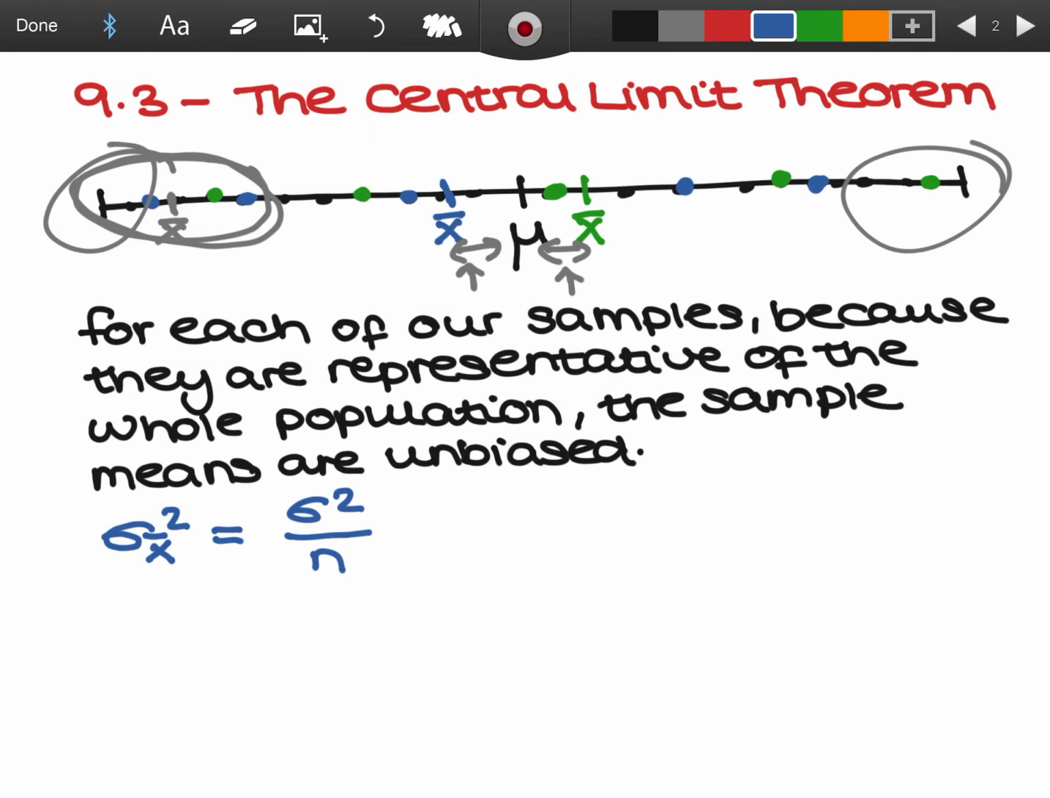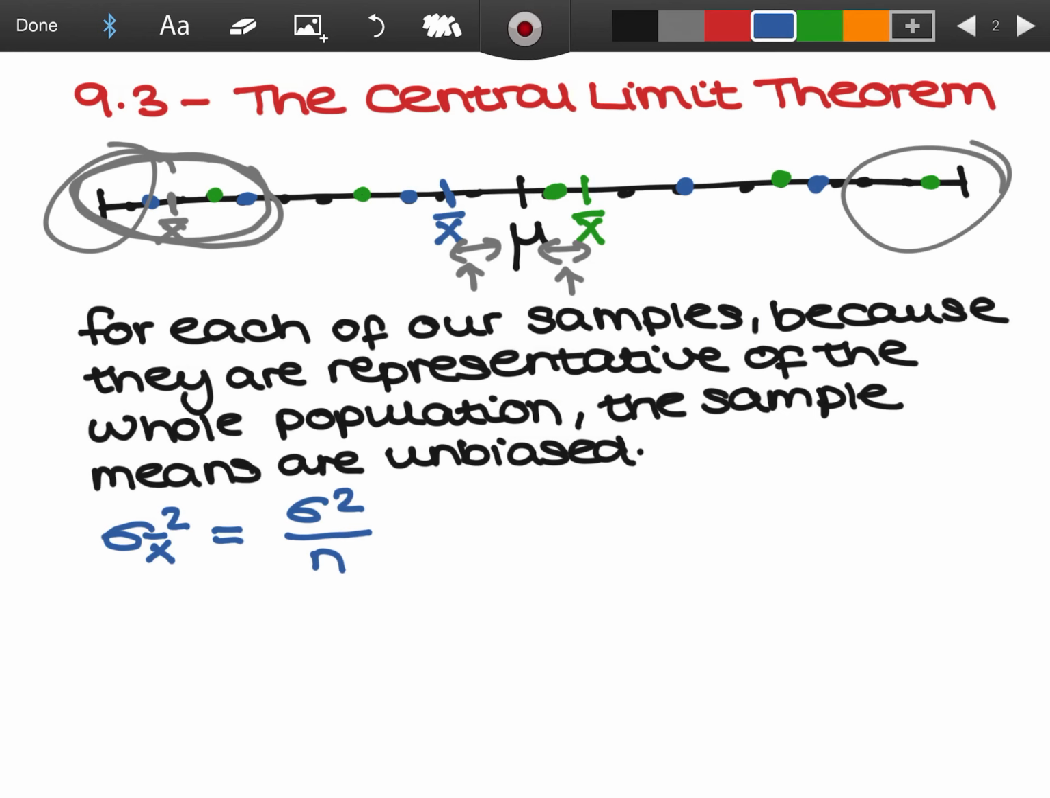divided by the number of points in each of the samples. In our case up here, I took 5 points in each of my samples. So the variance of my sample means is just the variance of the data points divided by the number of data points in each of the samples that I took. Again, don't worry about where this actually comes from.